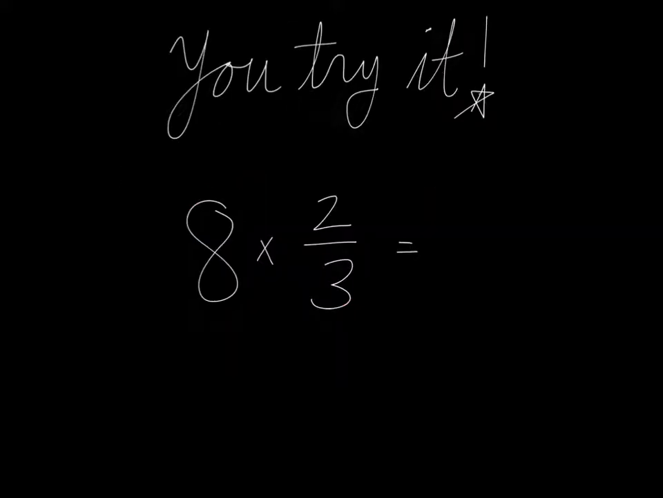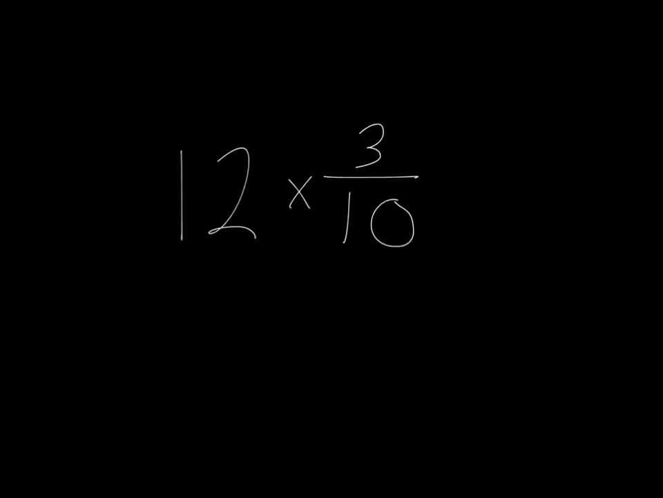All right, it's time for you to try it. Our first problem is 8 times 2/3. So the first part of the problem is the improper fraction. The bonus is turning that back into a mixed number. Next problem, 12 times 3/10. And again, improper fraction, and then the second part, turn that into a mixed number.